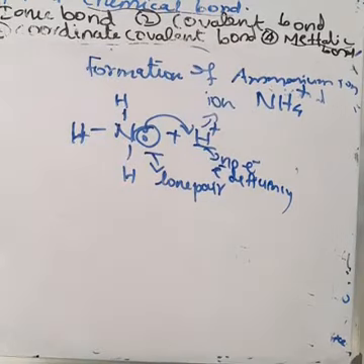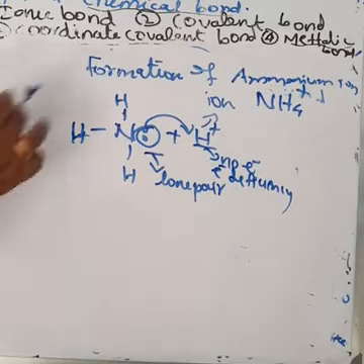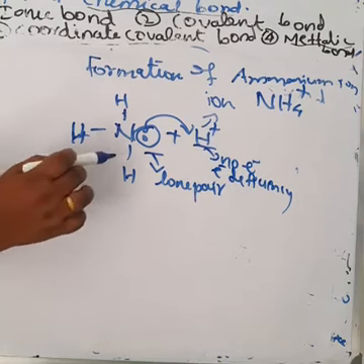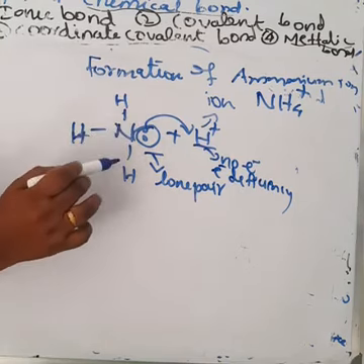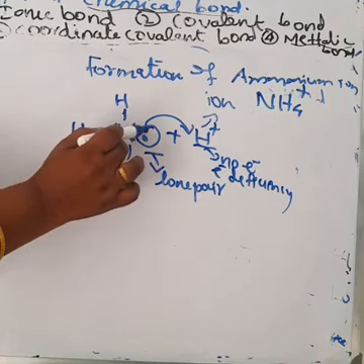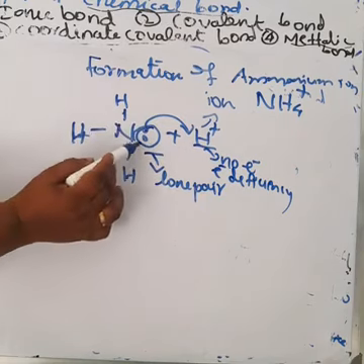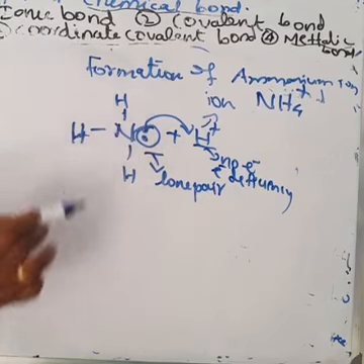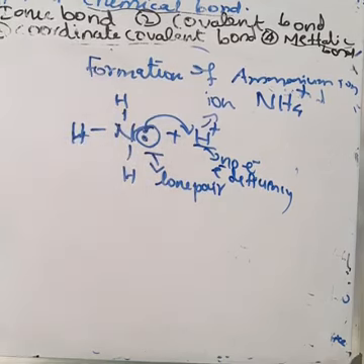When ammonia combines with the hydrogen ion, the nitrogen atom donates its two electrons, sharing its lone pair of electrons with the hydrogen. Now the hydrogen gets stable. Okay, understand?